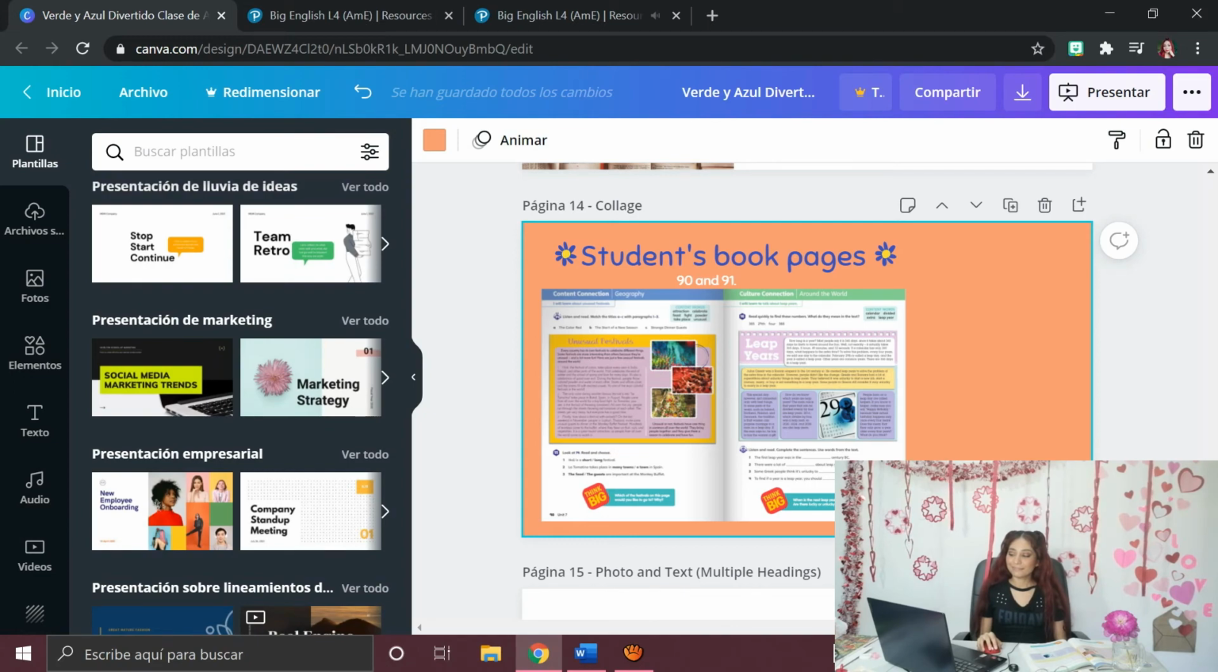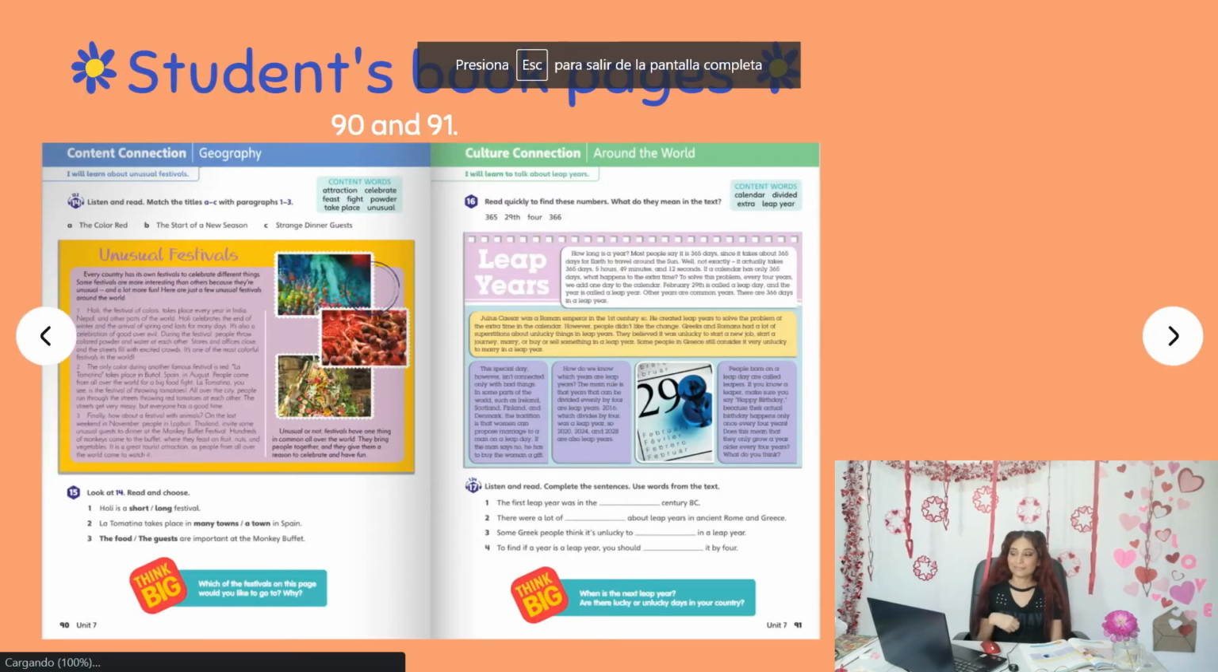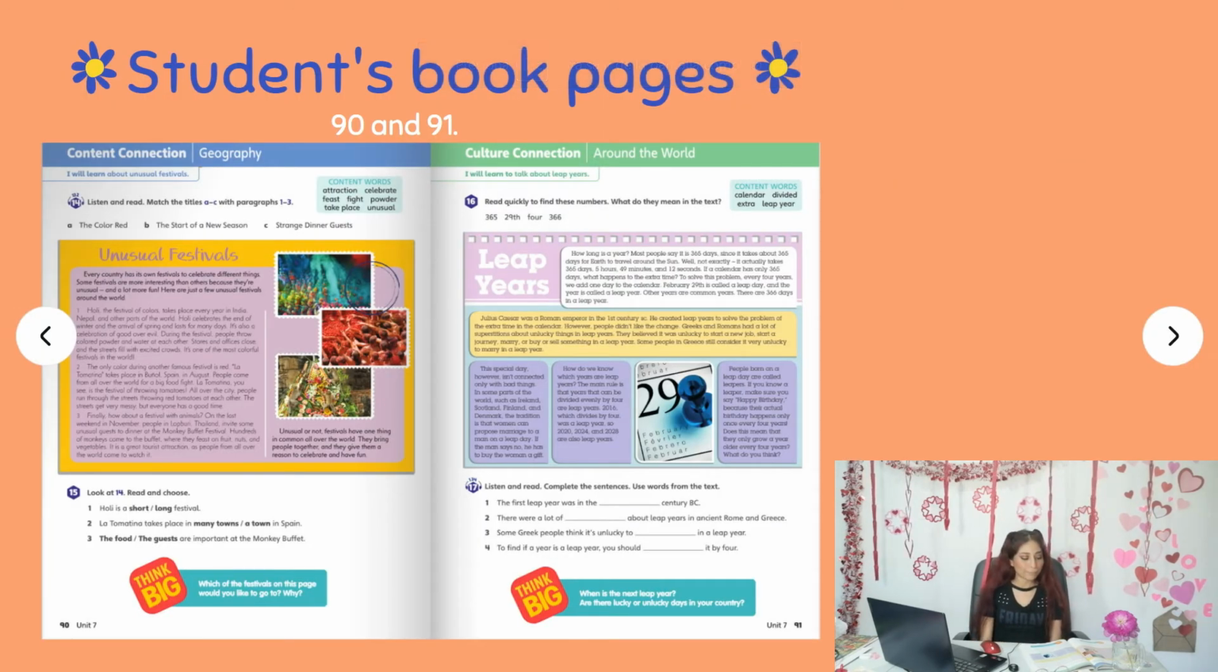Student's Book, page 91. Activity 17. Listen and read. Complete the sentences. Use words from the text.